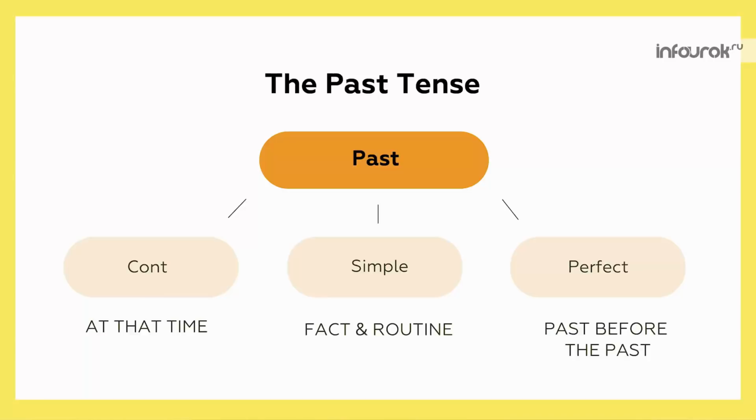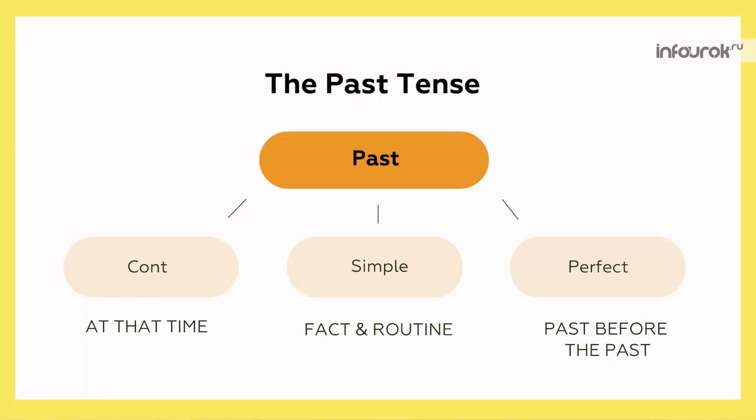Usually this tense is used to describe an action that was going on, that was then interrupted by another action. So, for example, I was driving along the main road when the accident happened.